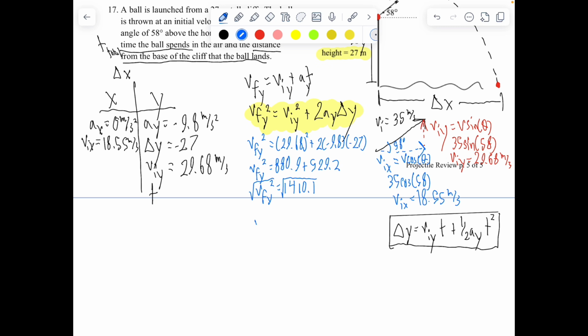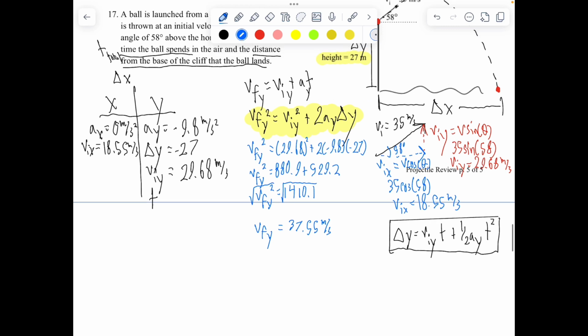On the left-hand side, the square root cancels with the square, and now we just need our square root of 1410.1, which is 37.55 meters per second. Alright, we get our final velocity. That's how fast we are going in the y direction.